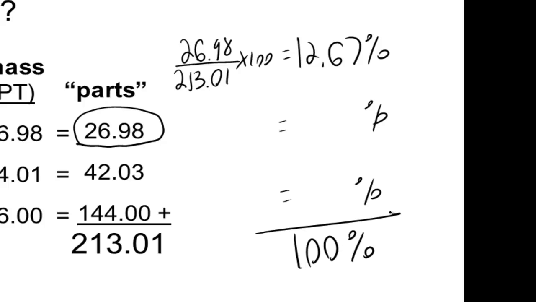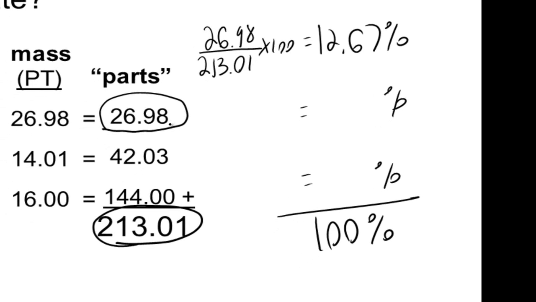So molar mass, this number down here, and then percent composition is when you take into account how much of each element is within the compound. That's a pretty easy thing to do. So now you can practice on your own.